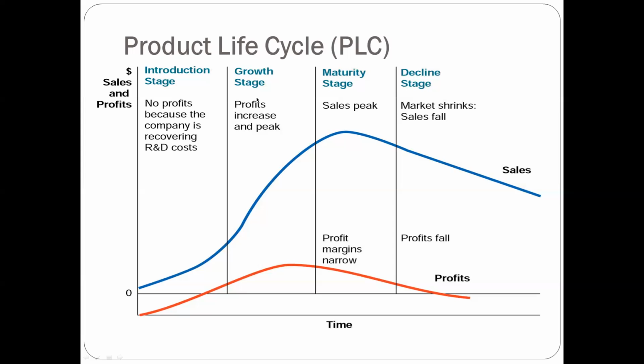During growth phase, the profit increases and reaches its peak. And during the maturity stage, the sales reach its peak and the profit margins become narrower and narrower. Ultimately, the declining phase. In this phase, the market shrinks, sales fall, and the profit also falls. And we have to look into the product life cycle so that within this time, we have to make the maximum output of the product or maximum profit from the product.